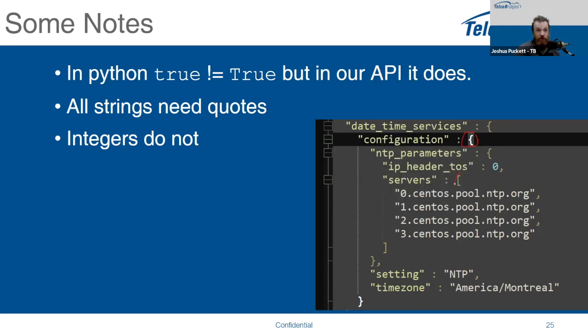So you will see this is a list. In this case, the value of the key servers is a list of strings, not a dictionary. None of these have keys.